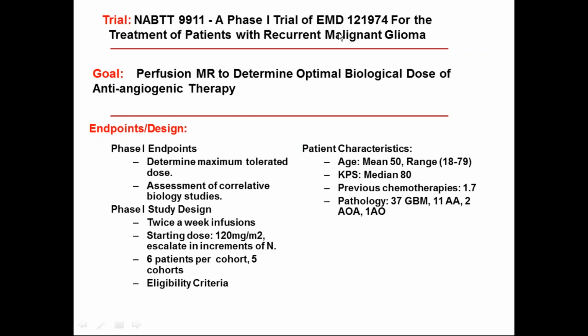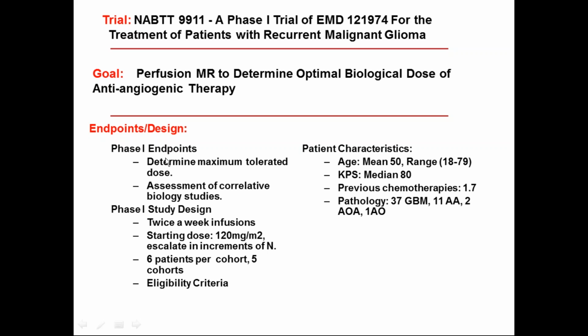But this drug we knew from Candace's, Dr. Gladson's laboratory work, that it could block the ability of glioma cells to migrate, and that it blocked the ability of endothelial cells to respond to these angiogenic growth signals from a tumor. So it blocked angiogenesis. And so we also in our study wanted to evaluate perfusion MR as a way to maybe help us determine the right dose of this drug.